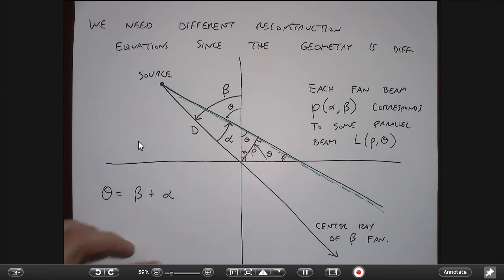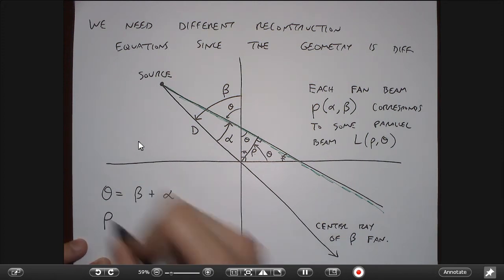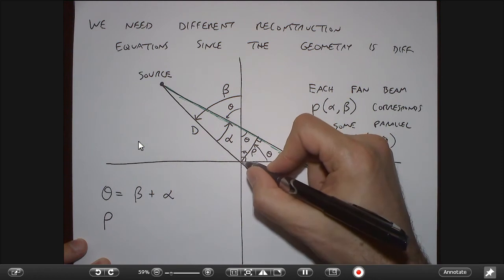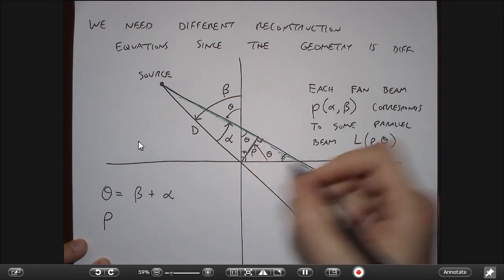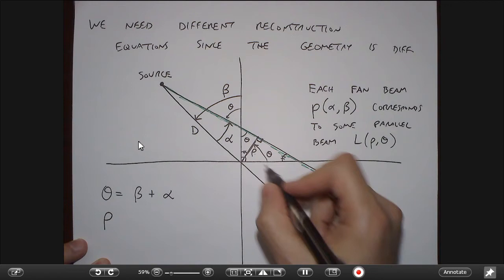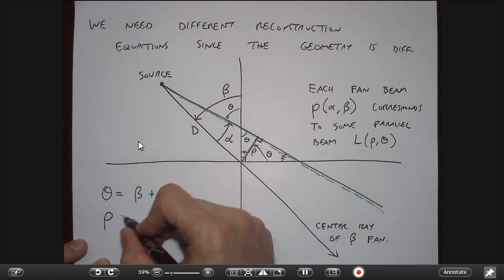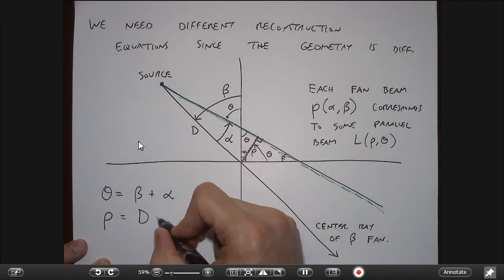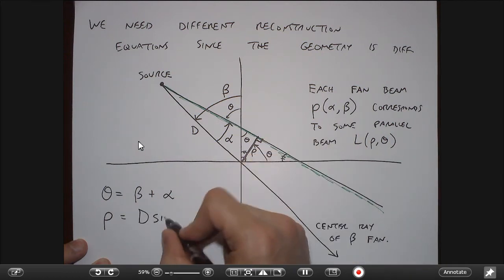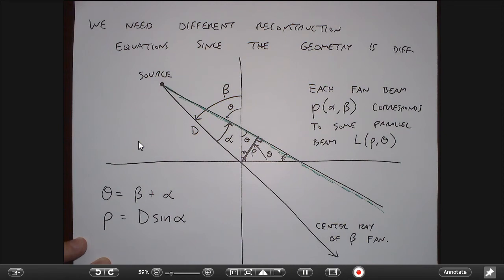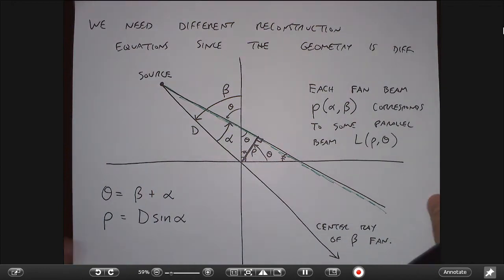Okay, so theta is equal to beta plus alpha, and my rho, I guess I made my diagram kind of messy, but remember this is a right angle here, right? And so I've got the hypotenuse, which is d, and that means that if I want to know the opposite, I should use the sine, right? So that means that rho is d sine alpha. Okay. And so these two things are what I'm going to use in a couple slides to help me get to the reconstruction equation for the fan beam.